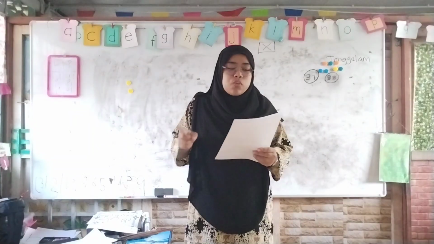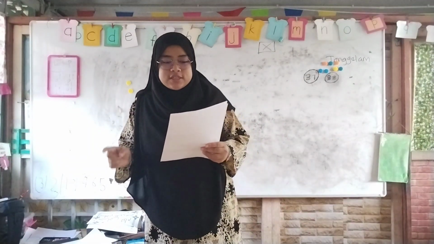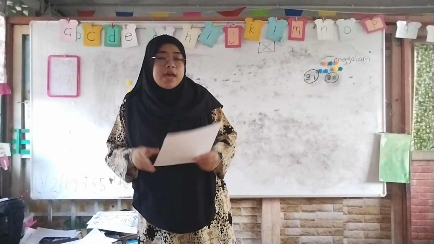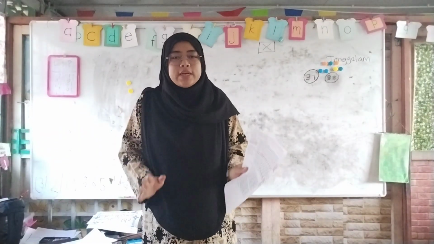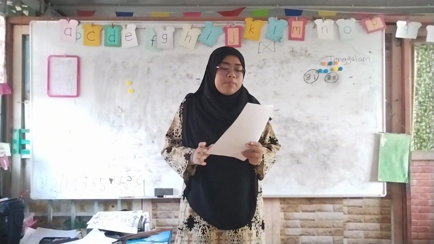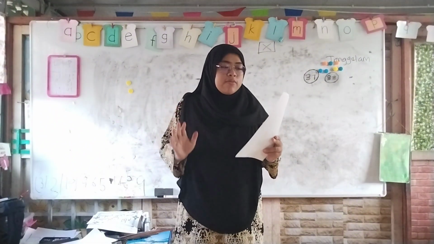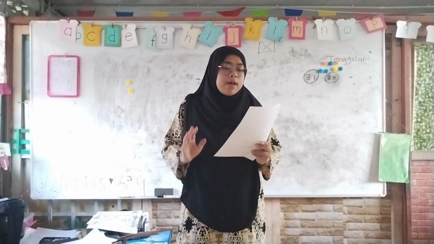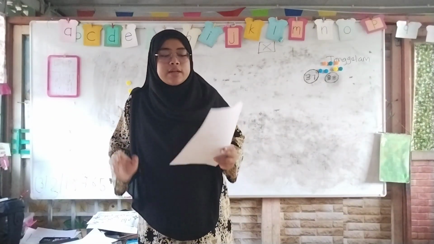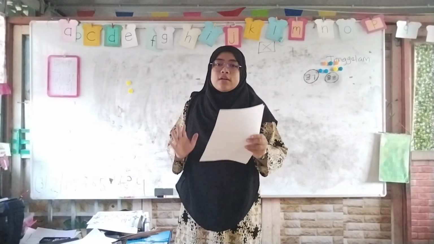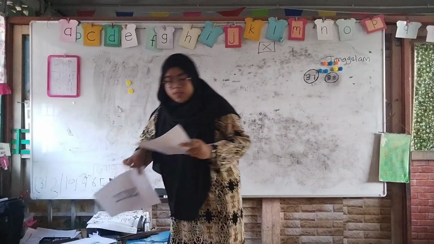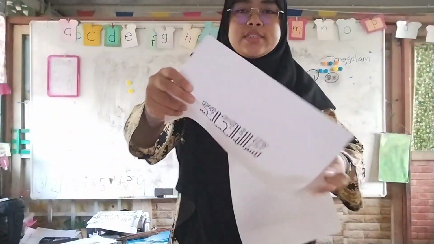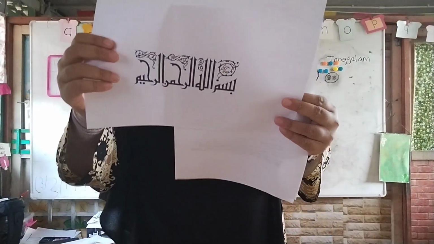Firstly, Kufi is one of the oldest and most iconic styles of Arabic calligraphy. It originated from the Iraqi town of Al-Kufa during the 7th century and became the primary script for early Quranic manuscripts and remains a powerful symbol of Islamic art and identity today. Let me show the example of Kufi calligraphy. Okay, this is the example of Kufi calligraphy.